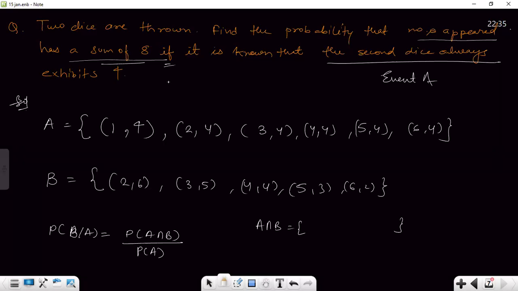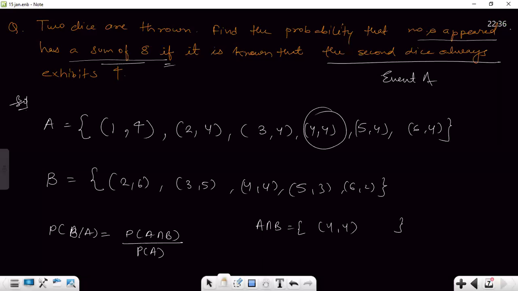1, 4, no. 2, 4, no. 3, 4, no. 4, 4, yes. 4, 4 is common in both of the sets. 5, 4, no. 6, 4, no. Okay. So this is the only element common.